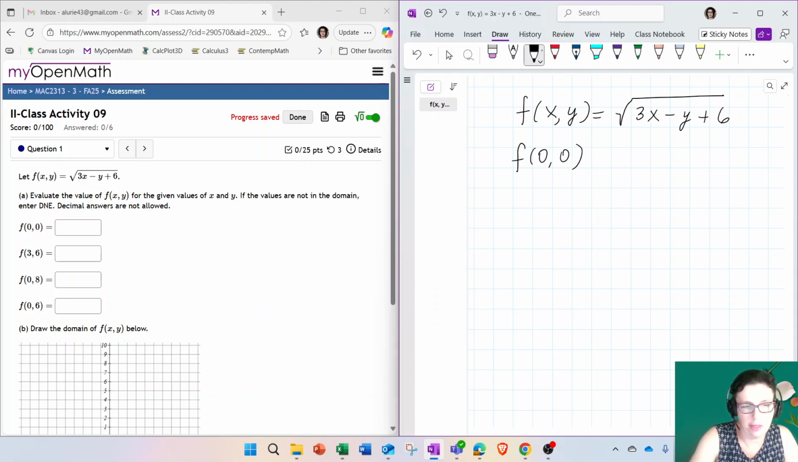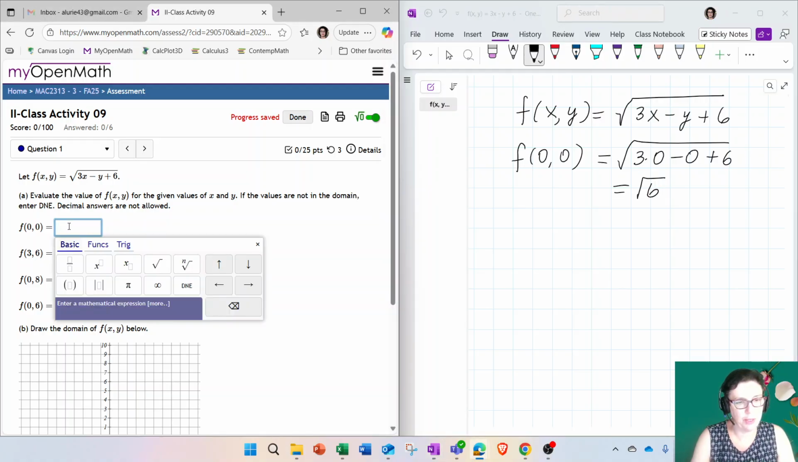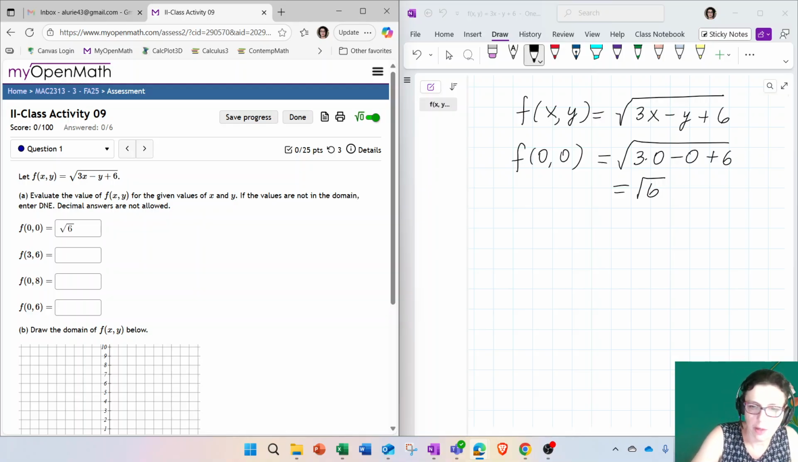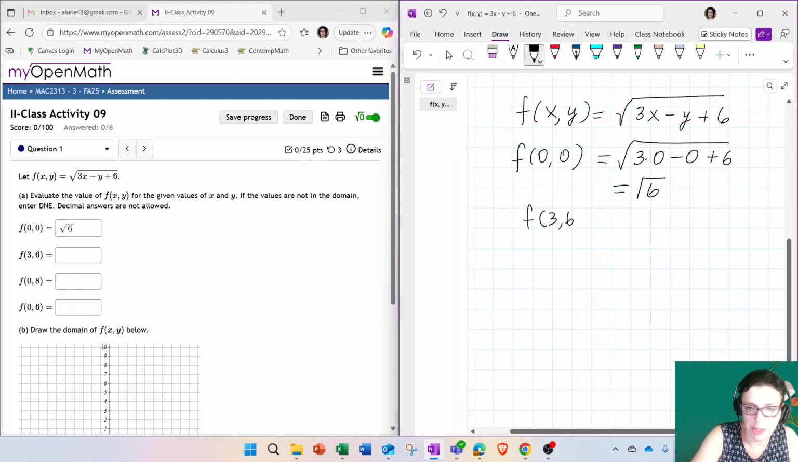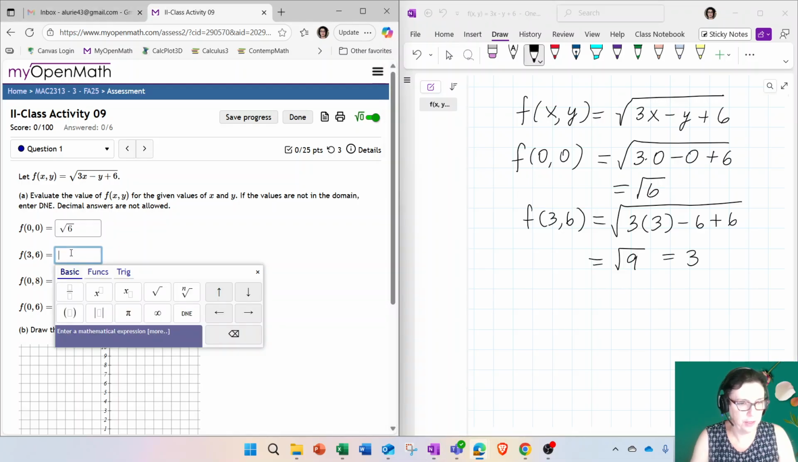And theoretically, you are not really supposed to use a calculator. It shouldn't be needed. So if I were to plug in 0, 0, I would get 3 times 0 minus 0 plus 6. So that's just square root of 6. That is okay. And that's just going to be some number, but you can't put a decimal. So you're just going to put square root of 6. Okay, now I want to know what about f of 3, 6. So I'm plugging in 3 for x and 6 for y. All right, so this is where I get square root of 9, and that's just 3, so that's definitely defined.